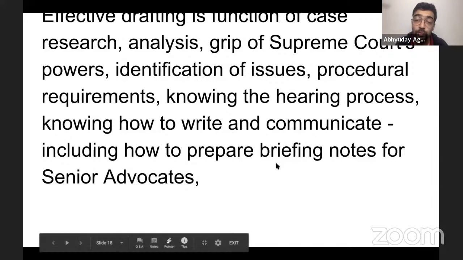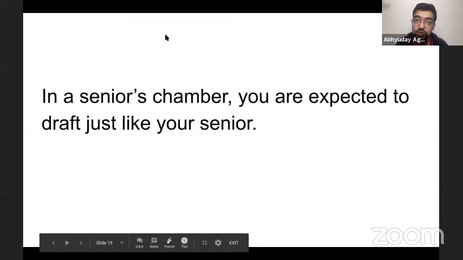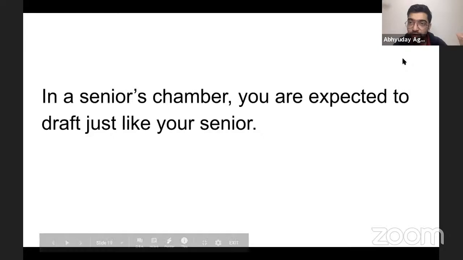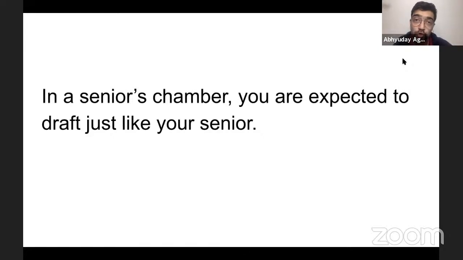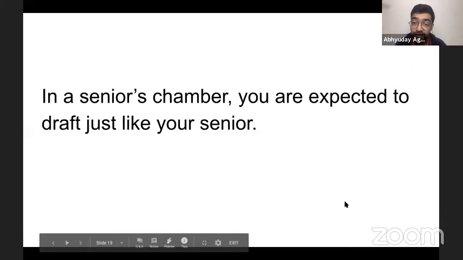Including how to prepare briefing notes for senior advocates. Because if you're drafting, you'll go and brief the senior also, and you want to know even that kind of drafting, where you can prepare some kind of charts for senior advocates. Sometimes you want to give these notes to the judges, that okay, I have a 500-page petition, but this is the note which will explain the whole matter. And that needs drafting skills.